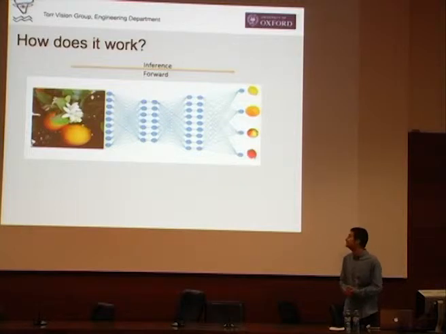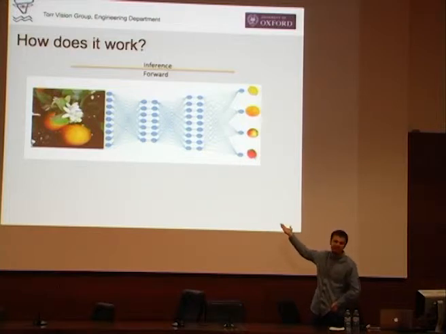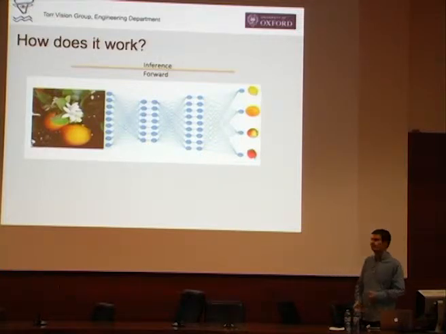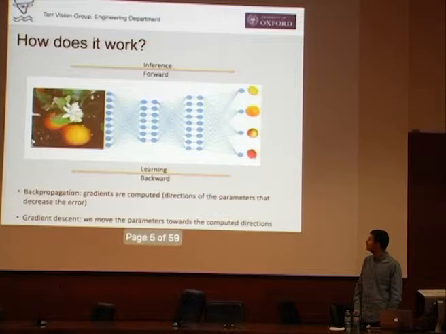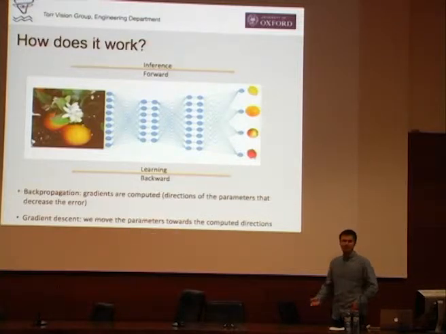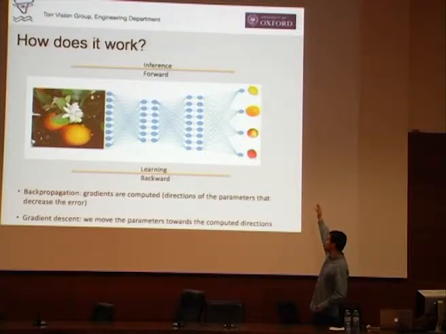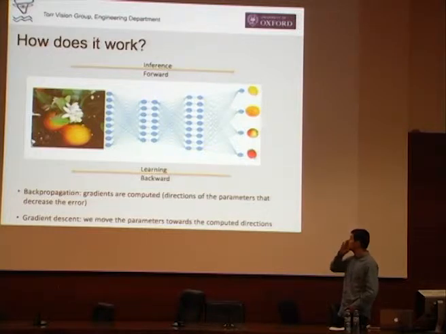Now, how does it work? At inference time, we have an input image, or an input instance in the general case, and we process it through the layers until we get an answer at the end, at the top. Now, this answer may be correct, may be wrong. At training time, we know if it is wrong. So now, if we want it to learn from its mistakes, then what is done is backpropagation of the error through the network, so that the gradients of this error are computed through the layers.